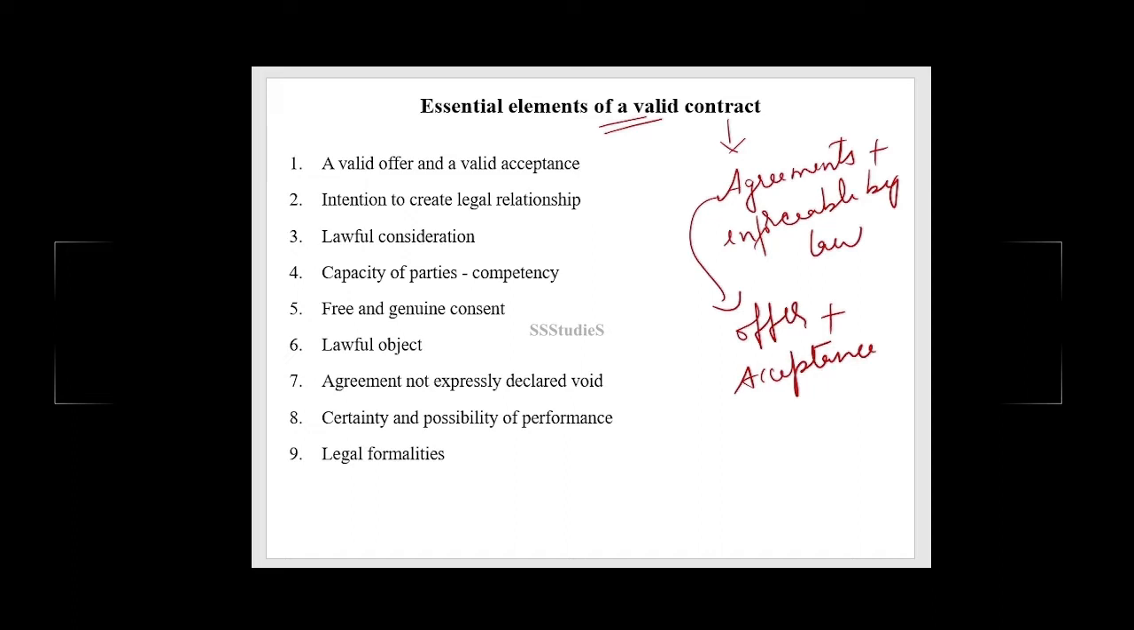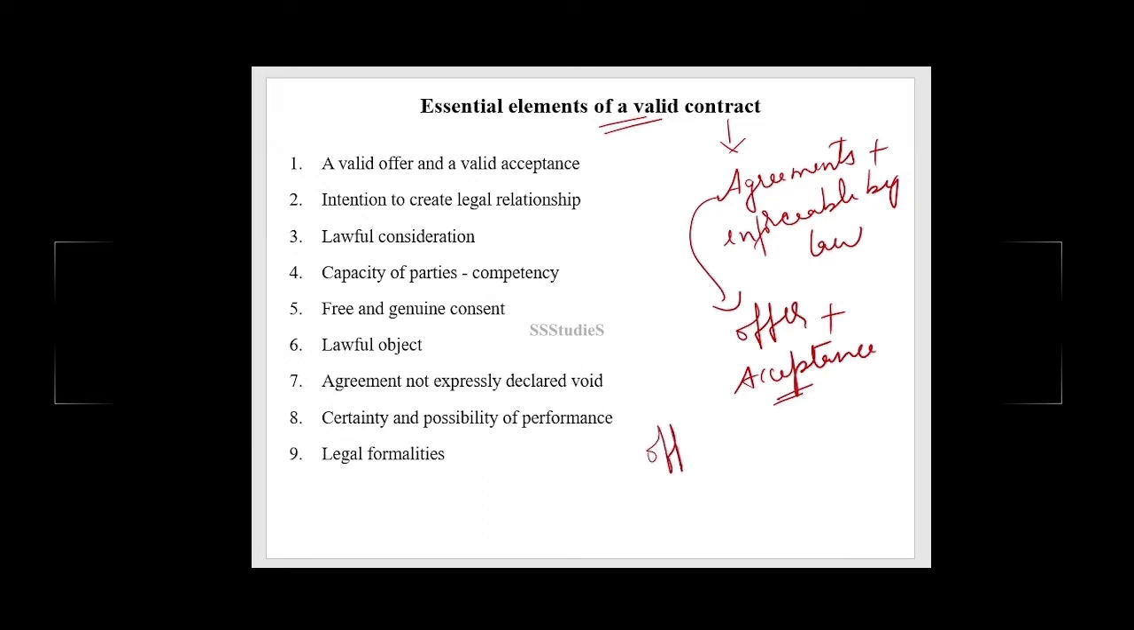Now the offer that is being made has to be in definite terms. There should not be ambiguity in the terms of the offer. It should be clear, it should be precise. And likewise, acceptance also should be unconditional acceptance, and the acceptance has to be definite. It should be for the offer. Whatever acceptance is given by the offeree, it has to be absolute and unconditional.